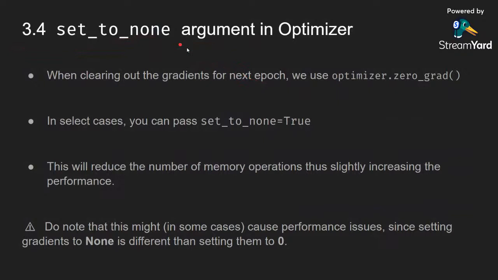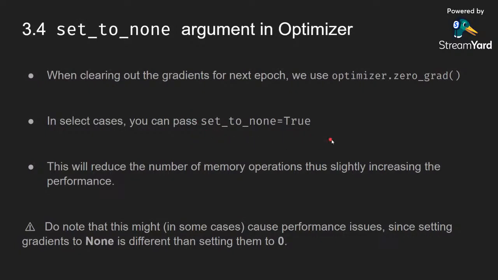So another optimization technique that I've recently noticed is the set_to_none argument in the optimizers. After you train your model, you do the loss.backward, so you calculate the gradients, you do optimizer.step, you clear the gradients using optimizer.zero_grad, right? In some select cases, and you have to pay very strong caution, you can pass in this set_to_none=True.